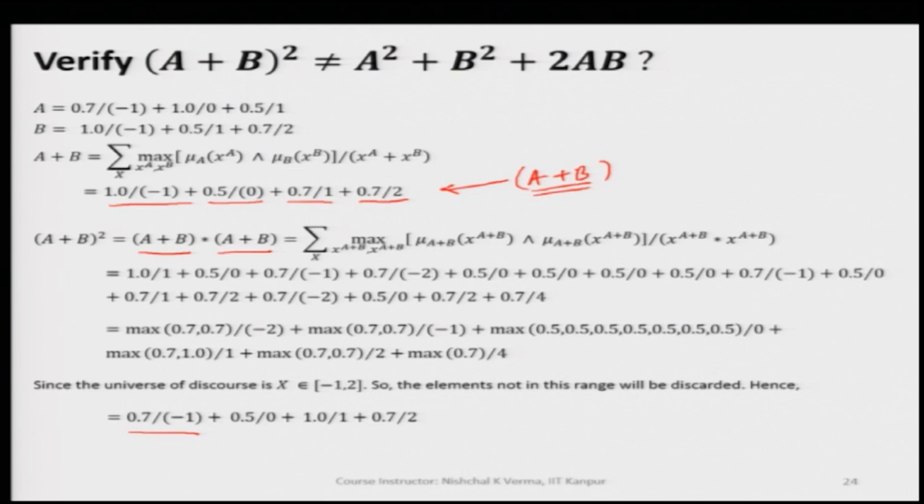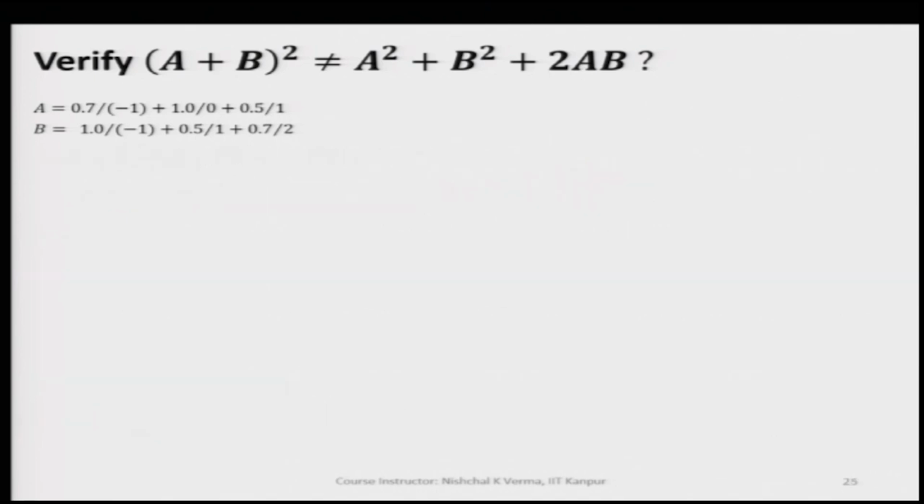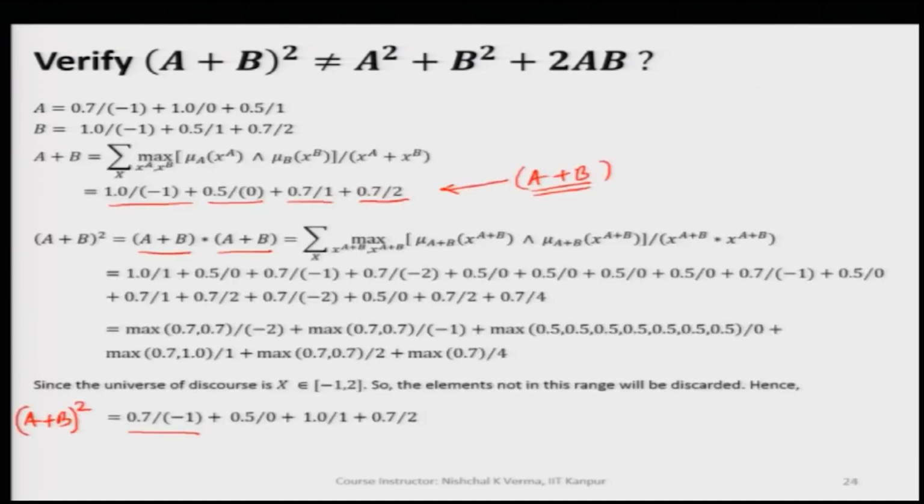So, this way you see here that we are able to find (A plus B) whole square when A and B are fuzzy numbers. Now, let us go to the right hand side of the expression. Earlier was the LHS, the left hand side of the expression. So, this was the LHS. I will write here LHS.